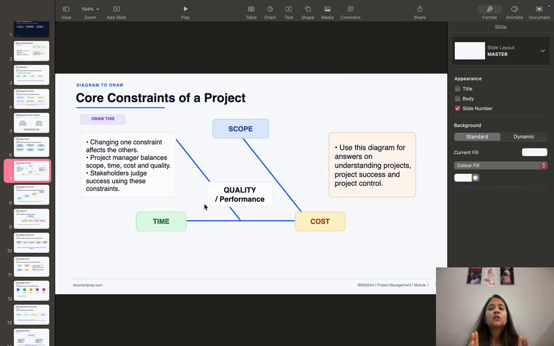You can draw the diagram in questions related to project success, project control, or understanding projects. If you have questions related to project success, you can write this answer. If you see the keyword project control in the question, you can draw this diagram. Or if the question says understanding project, you can write this answer. I hope it is clear, right? That is the reason I am using keywords over here. If you see any such keywords in the question, you can write the answer. That is how I am making you understand.